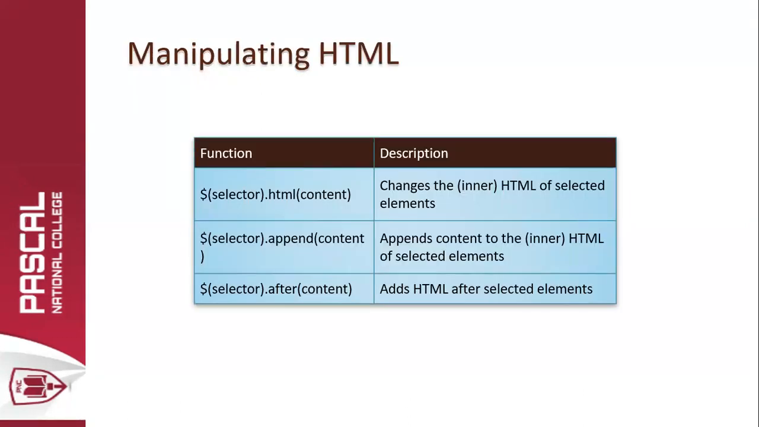So next one is manipulating HTML. For HTML manipulation, you will have $(selector).html, and you need to pass the content. Let's say the same thing that we have done with innerHTML in the context of JavaScript. Similarly, append means you are going to add your text content to that particular element at the end of the text. Similarly, after means you are going to add some content after that particular element.